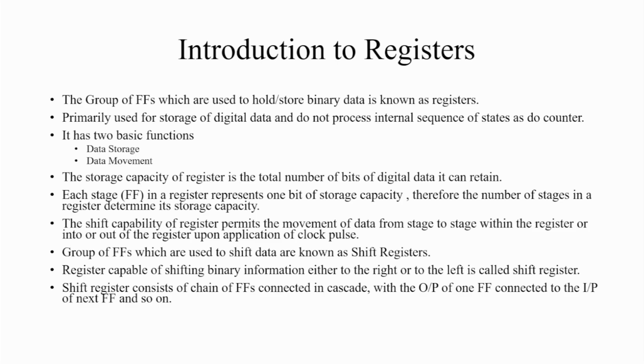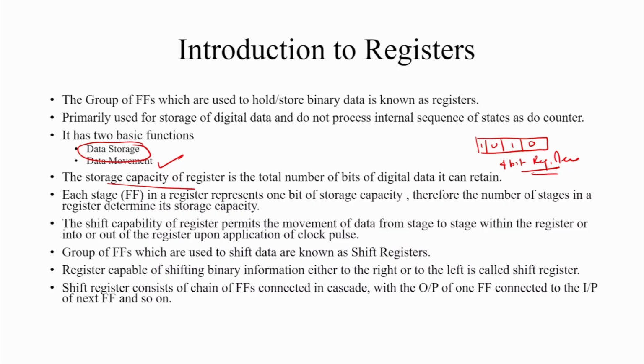It has two basic functions: one is data storage and the other is data movement, meaning data moves one bit left or one bit right at a time. The data storage capacity of a register is determined by the total number of bits of digital data it can retain. Suppose the register retains 4 bits, then its capacity is 4 bits, for example 1010. If binary information is stored in a group of 4 bits, the register is known as a 4-bit register. The capacity of a register determines how many bits can be stored in it.